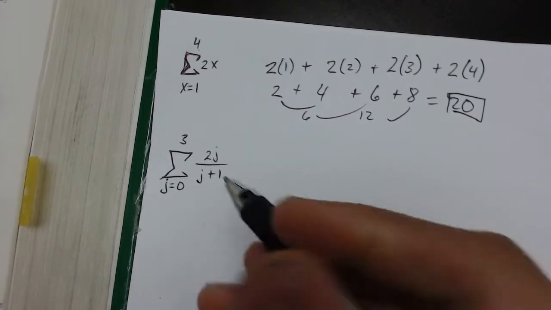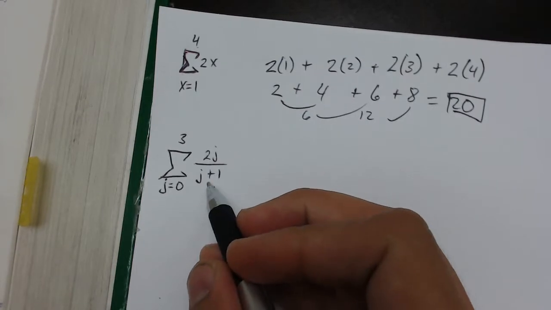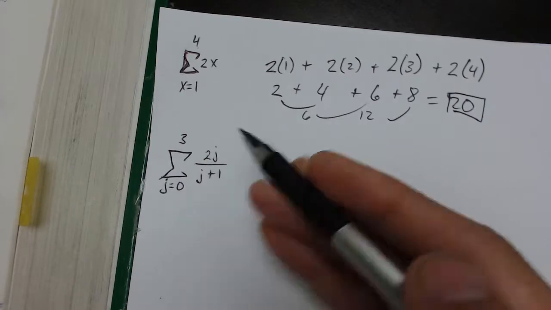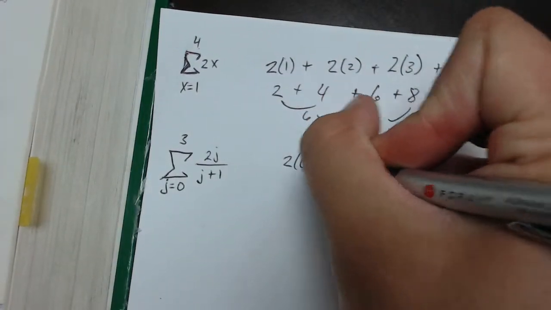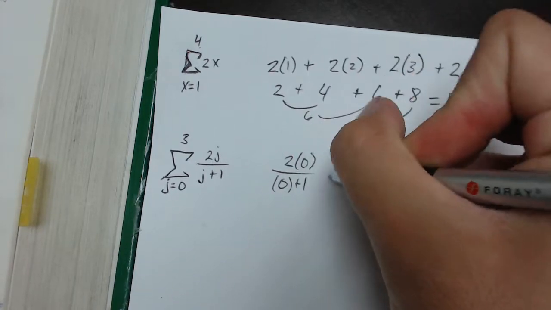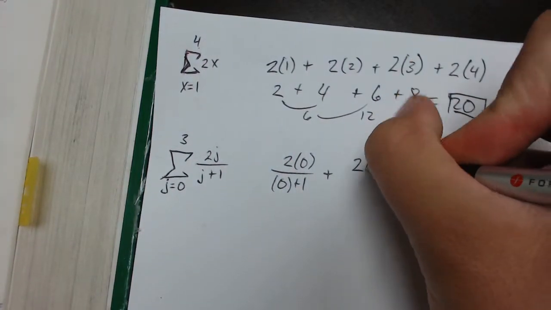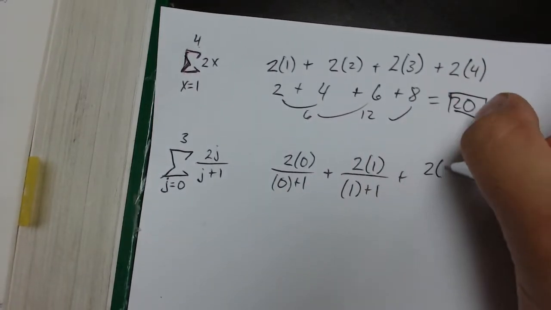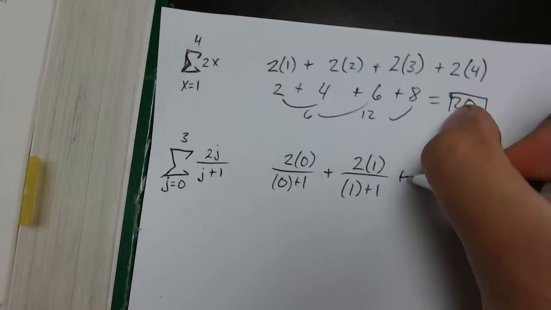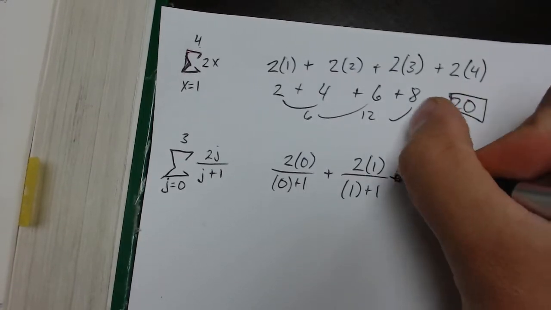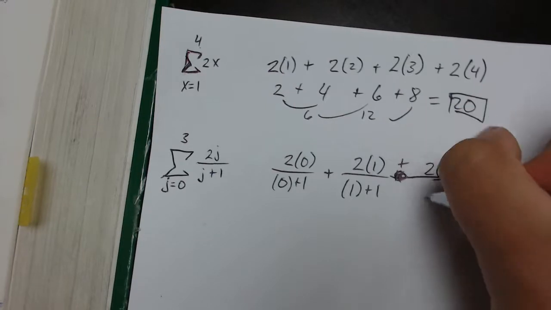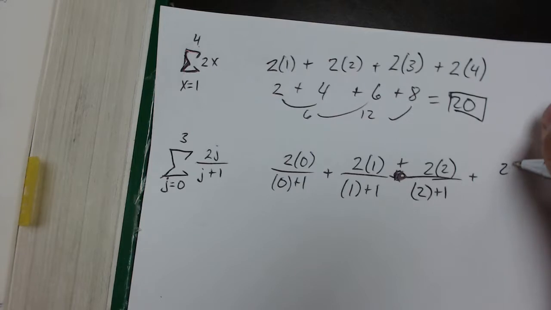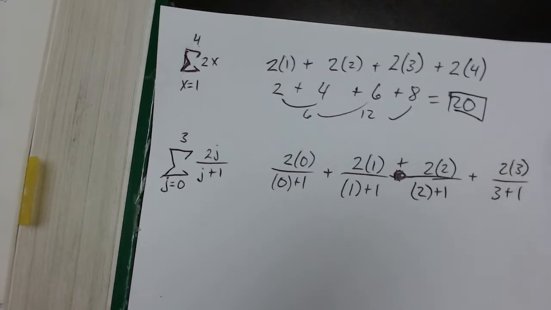So the first sum, I'm going to take this function, I'm going to plug 0 into both of the j spots. All right, so if j equals 0, I'm going to plug 0 into both the j's. Up here we had x. So the first one is going to be 2 times 0 over 0 plus 1. That's going to get added to 2 times 1 over 1 plus 1. That's going to get added to 2 times 2 over 2 plus 1. And that'll get added to 2 times 3 over 3 plus 1.